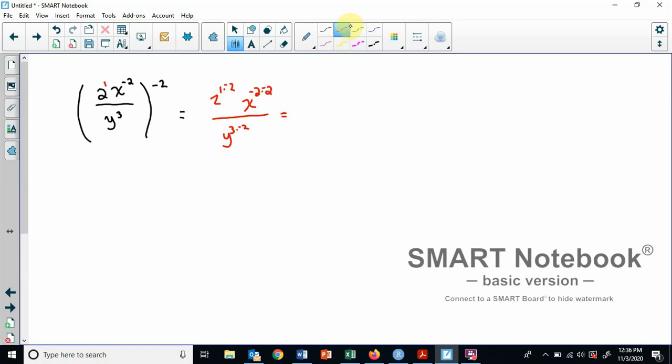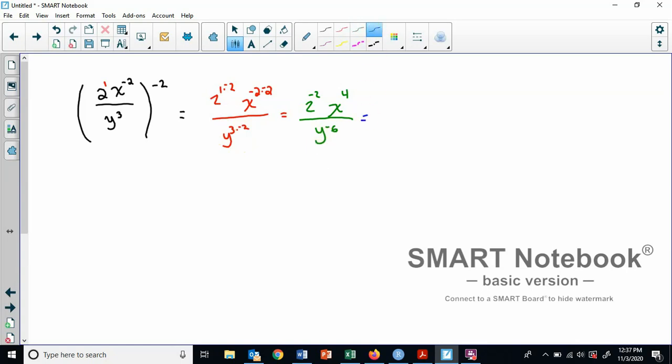And let's finish this step. Let's see, 2 to the 1 times negative 2 is negative 2. X to the negative 2 times negative 2, that is positive 4. And in the denominator, y to the 3 times negative 2, that is y to the negative 6. Okay?